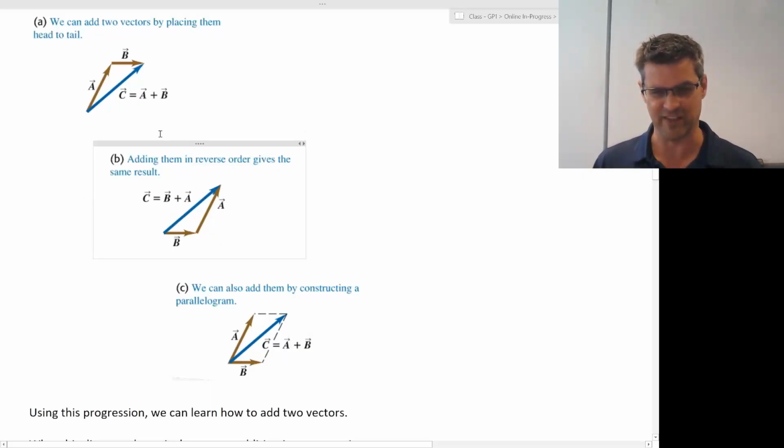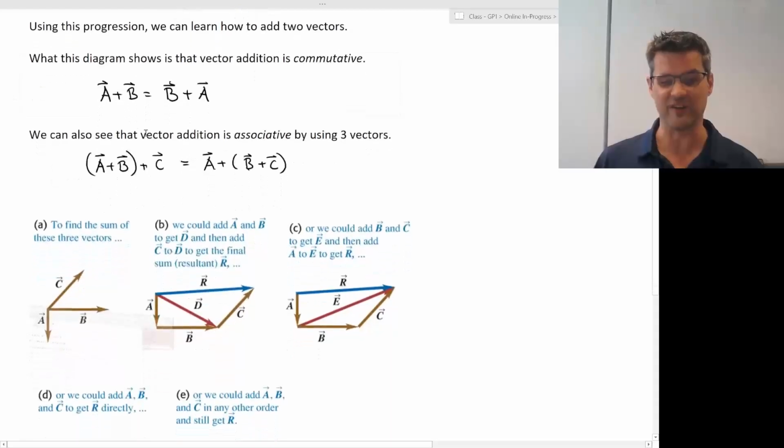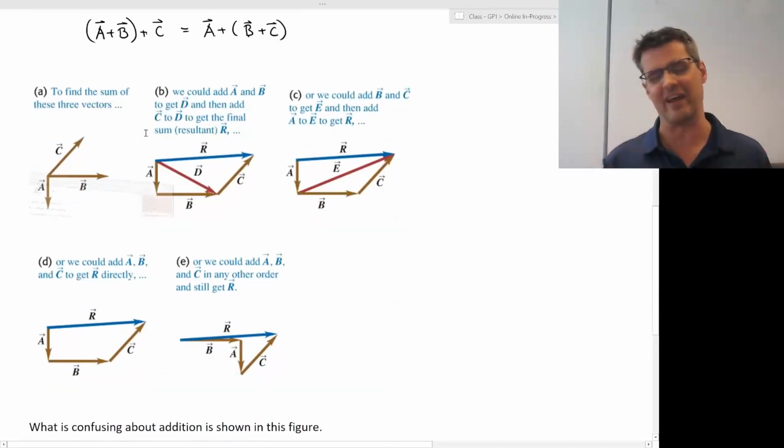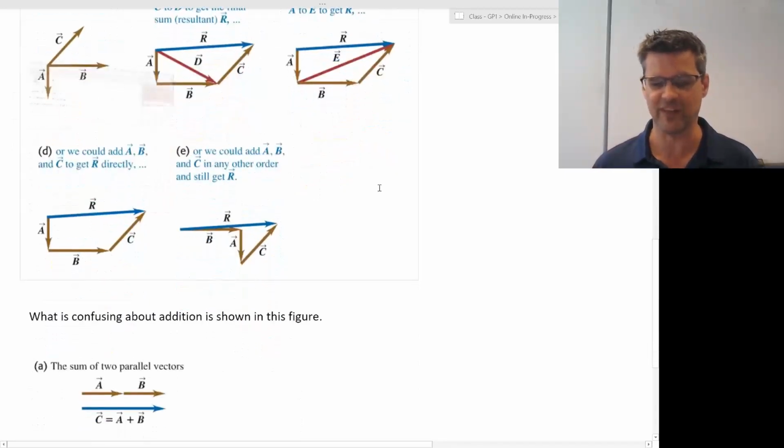This blue vector here, this blue vector here, those are the same thing. So that is what it means to add. And so we could add 3 vectors. We could add 4 vectors. We could go on and on and on. And it doesn't really matter which one we do first or which one we do last. It's just a matter of us doing all of them. Okay. So that's what it means to add.